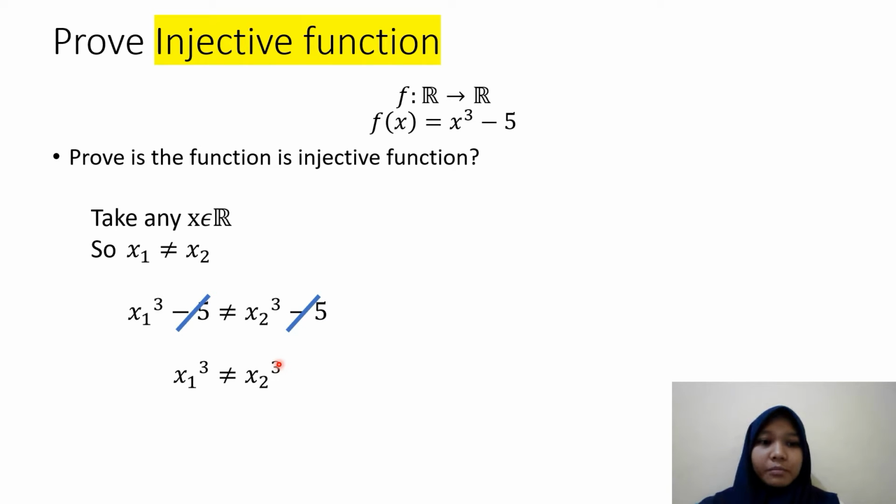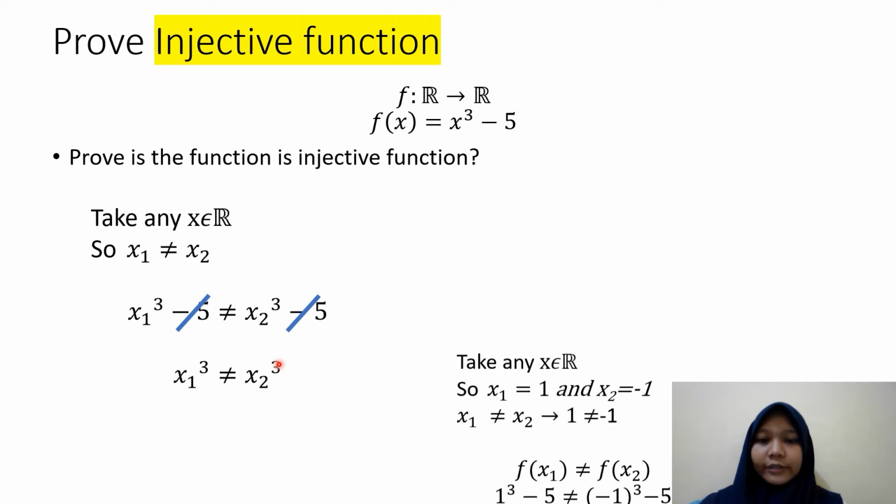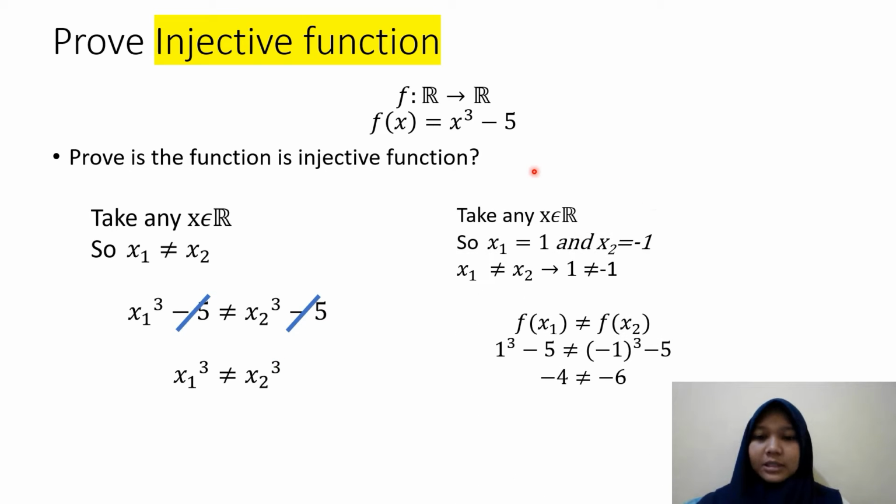But just to make you sure, I will show it by choosing numbers. Same step. So first take any x element of R. I choose x1 is 1 and x2 is negative 1. So x1 not equal to x2, right? Because 1 is not equal to negative 1.